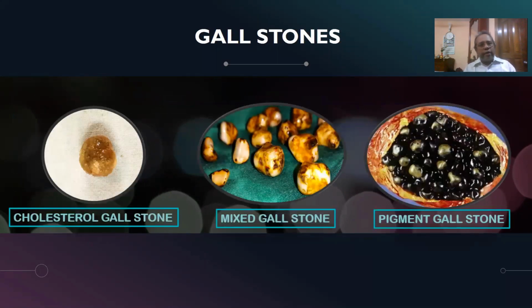So look at the pictures. This is the cholesterol stone, single, rounded, and radiating over the surface. These are the faceted ones, just like a soccer ball. So first one stone forms, then another stone forms. So one another makes a pressure effect there. For that reason, they take the shape of facets there. And these are the multiple black stones, which are the pigment stones.